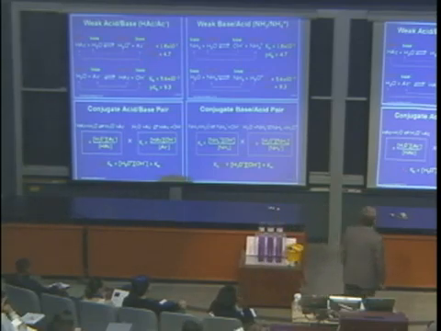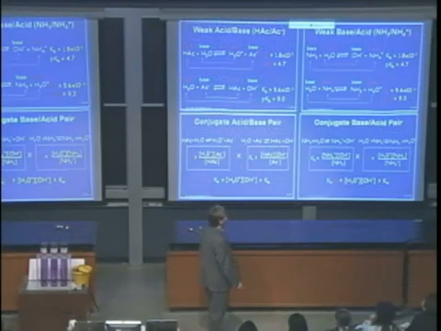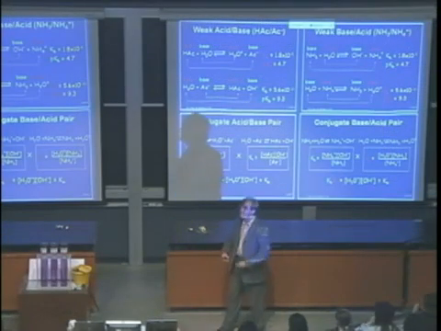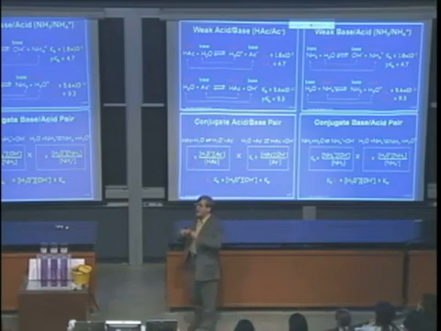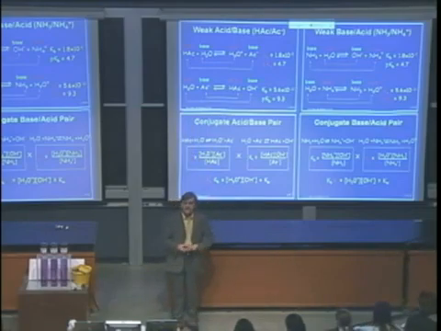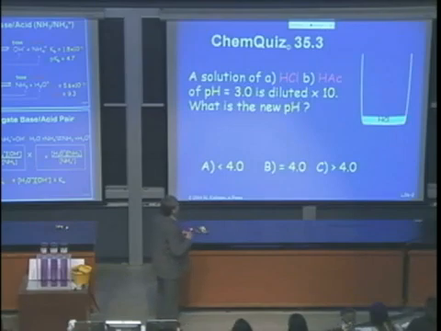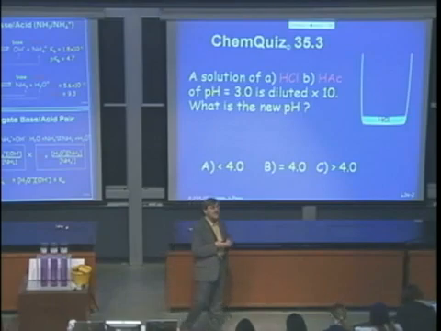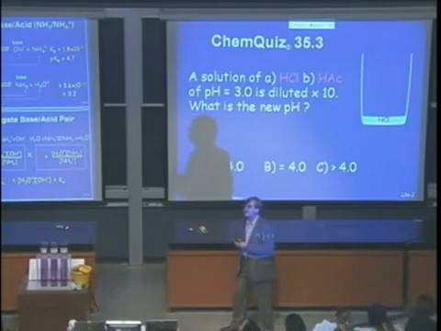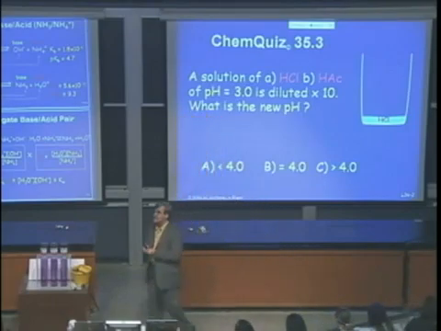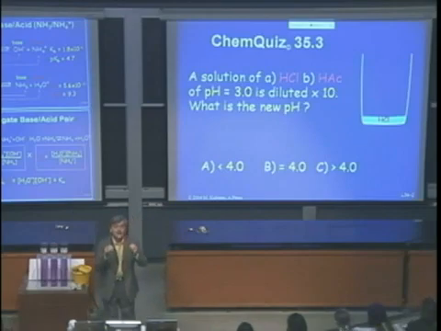All right? And then we talked about what happens if I dilute a strong acid solution. Let's see, what was the question I have? I have a solution of HCl. This is a pH of 3. What is the H3O+ concentration if I have a pH of 3? It's 10 to -3 moles per liter H3O+.